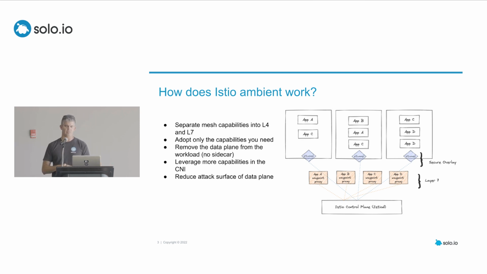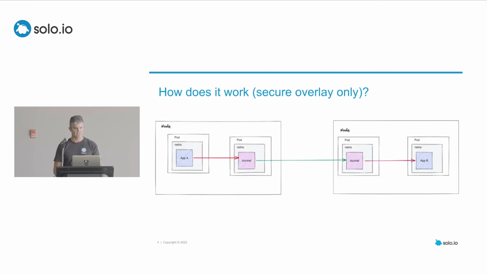Another thing that we'll touch on here is that we've also tried to reduce the attack surface of the mesh data plane itself, when it's running with the applications or close to the applications. And that'll make more sense as we go along here. So first of all, let's just look at the data path of Istio Ambient and how it works.